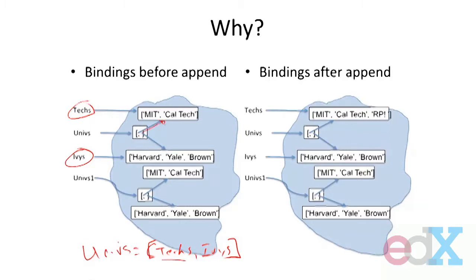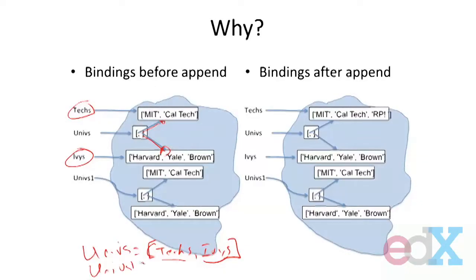So, it's just a pointer to that list. And the value of the second argument, or the second element, is just the value of ivies. So it's just pointing to there. So, univs is a list whose elements are just pointers to other lists.